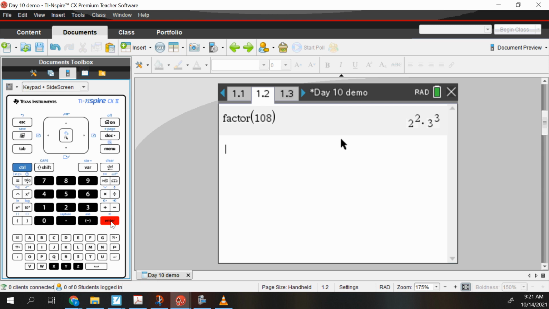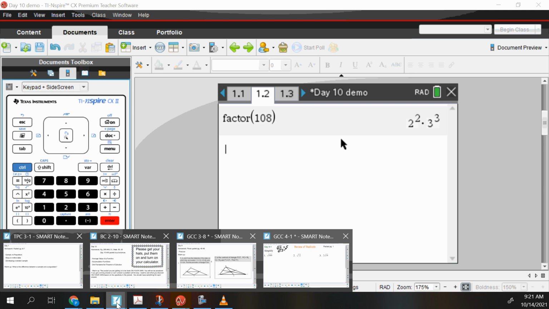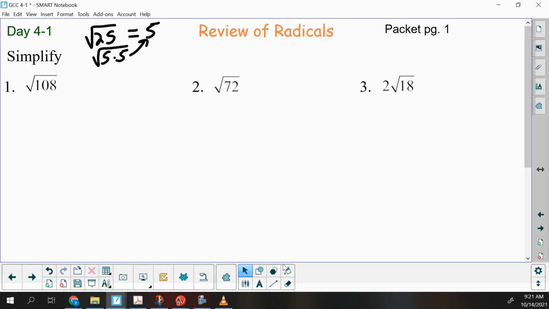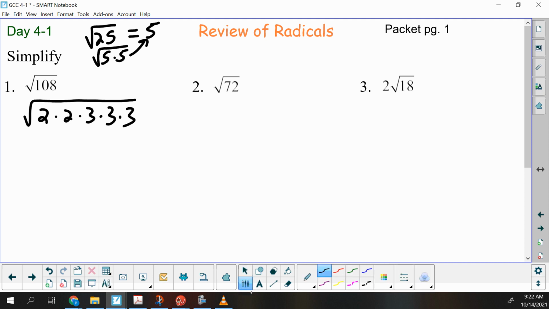So what we're going to do is take that 2 squared times 3 cubed, and back on page 1, we're going to write that under our radical, but all multiplied out. So we're going to have 2 times 2 times 3 times 3 times 3, because that's the same as saying 2 squared times 3 cubed. And what we want to do is look for pairs of the same number. So we've got a pair of 2's and we've got a pair of 3's.